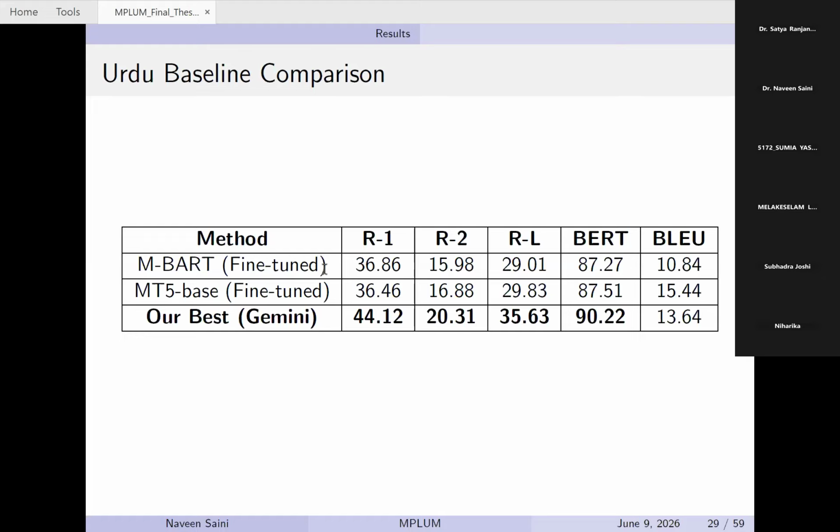Now, there are some open source tools available like MBART and mT5, multilingual. People are even using them. They are outdated, but people are using them. So we have compared those, and here we can say the Gemini approach is getting better. This Emblem framework is better in comparison to the existing language models, MBART and mT5.